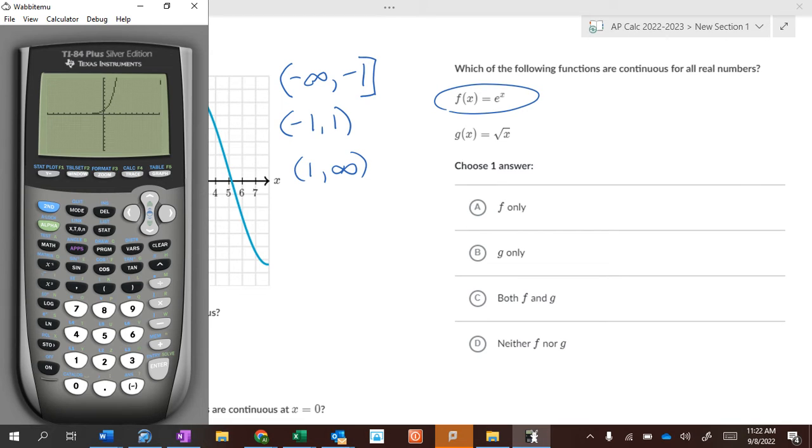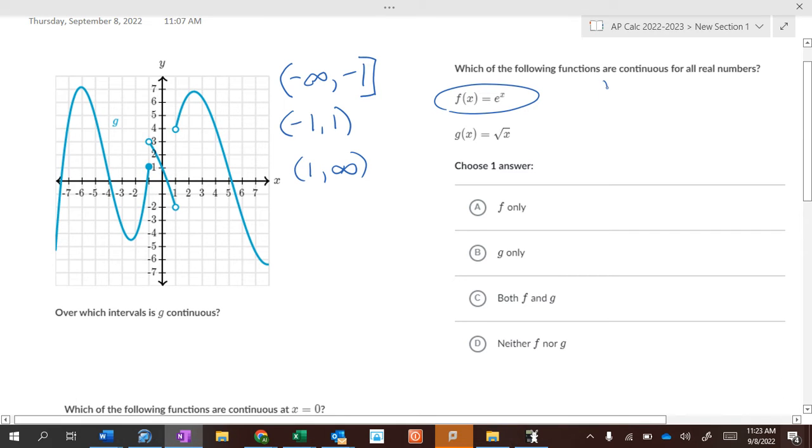What does it look like? Well, it looks like it's going up. So it's really a function that goes forever like this. Is that continuous, if it goes forever this way and forever this way? Yes, it sure is.